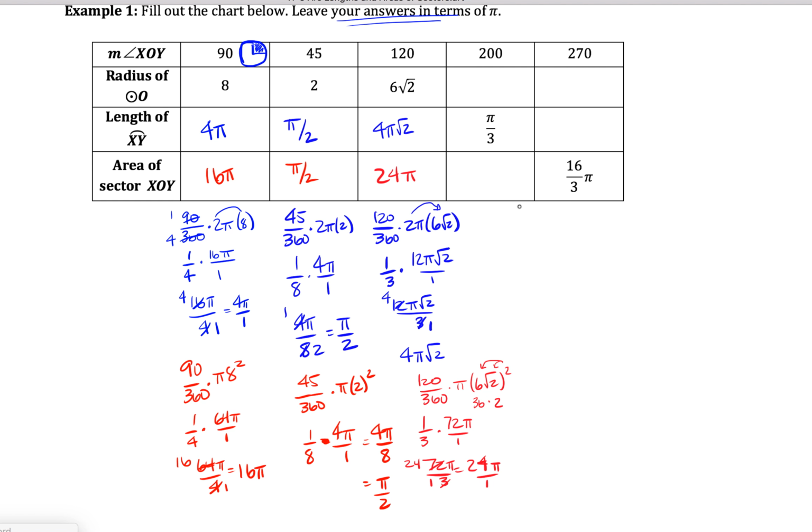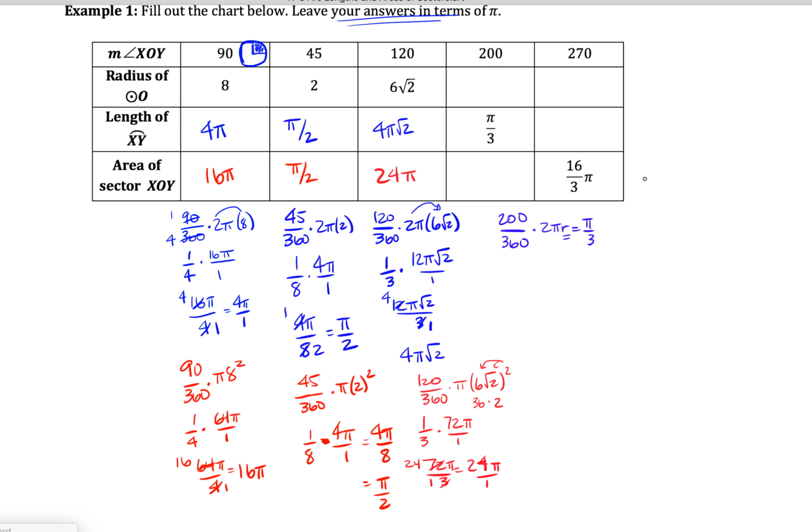So what we're going to do is we're going to have to set up an equation that we're going to solve for r. So in this column right here, we'll have our angle measure over 360 times 2 pi r, which should come out to equal pi over 3. Now this is going to be a bit of an ugly equation to solve, but we're eventually going to try and solve that for r.